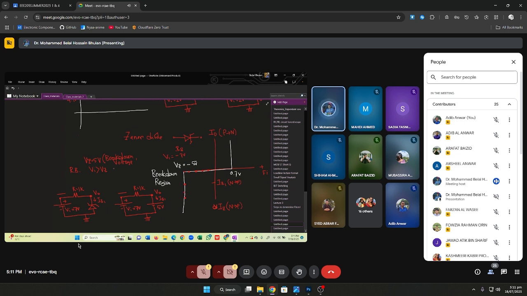If I apply 9 volts, more current will flow. If I apply 12 volts, even more current will flow. But the thing is that voltage will remain fixed. So that's what happens in the breakdown region. I could generally say more detail, but I think that much should be enough.